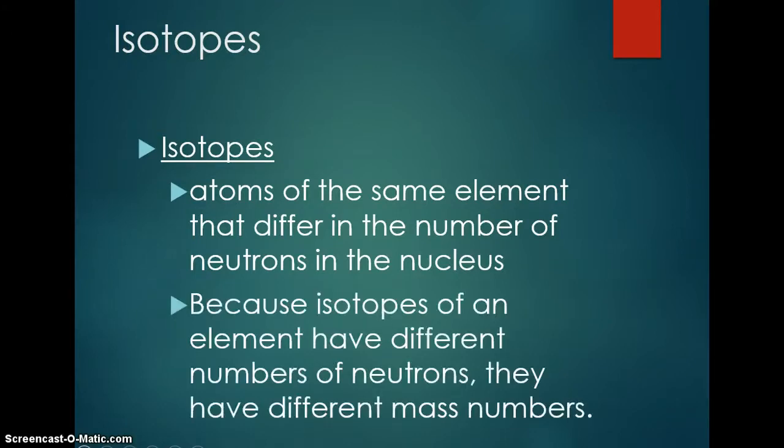Because isotopes of an element have different numbers of neutrons, they have different mass numbers, and we've been experimenting with looking at different mass numbers. So we're going to start with some simple examples and then move to figure out how we figure out atomic mass on the periodic table.